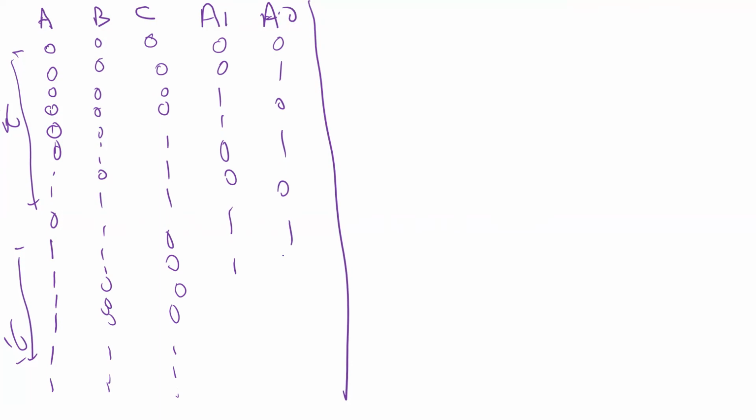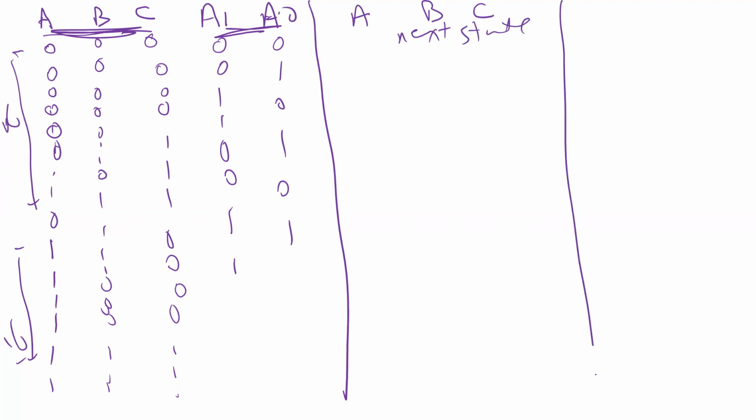So this is the input. This is the state, the current state. These 3 here are the current state, and this is the input. This is how the state table looks. What about the output here? Here I should have the next state ABC, and these are the next state. Also I should have the output, which is D1 and D0. These are the output.